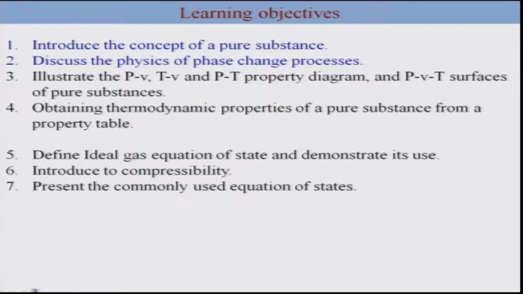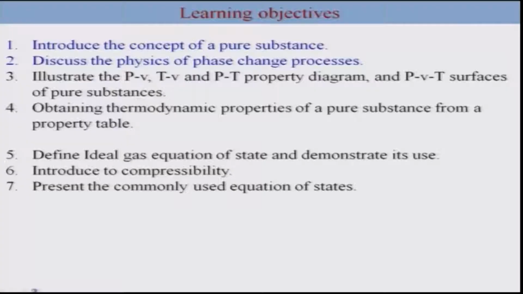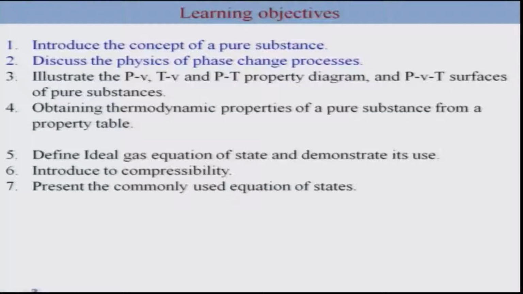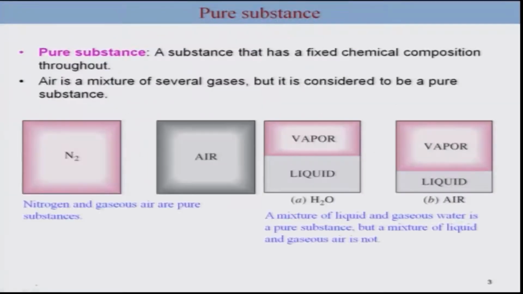So welcome to the third chapter or module of this course, properties. In this module we are going to cover the concept of pure substance and basic phase diagram, physics of phase change processes, and in general how to obtain thermodynamic properties from the different tables which are usually given in the textbook. So we are going to make use of thermodynamic property tables to solve problems. Later we are going to define the ideal gas equation of state, equation based property evaluation, and hopefully that will give a lot of understanding of thermodynamic systems.